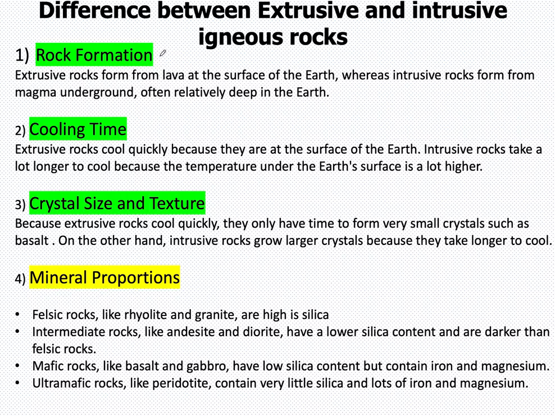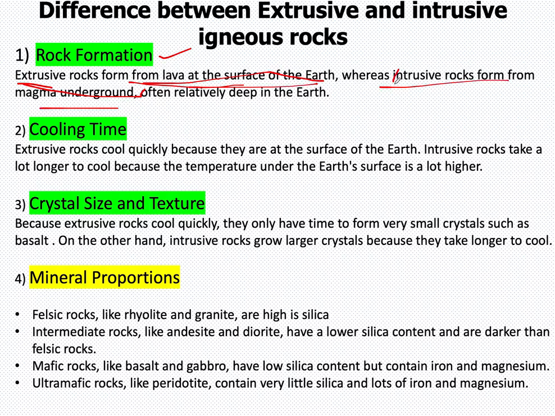First, let's study the rock formation in general. The name extrusive itself suggests that it is extruded. What do we mean by extrusion? It is something which is formed at the surface. Extrusive rock forms at the surface, whereas intrusive rocks form underground.